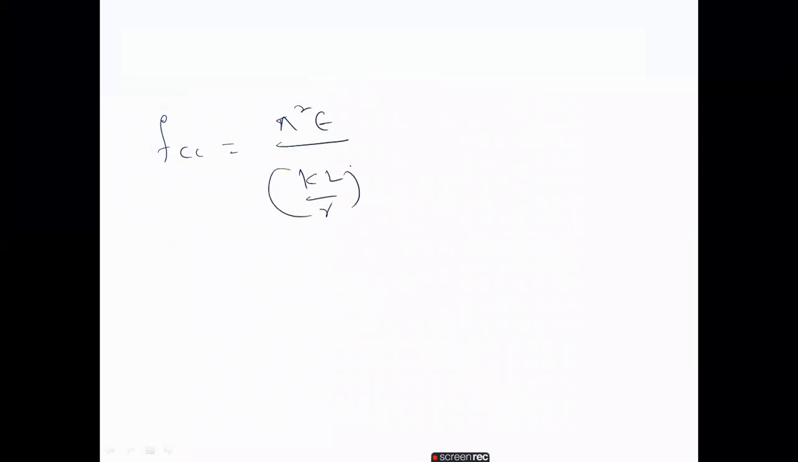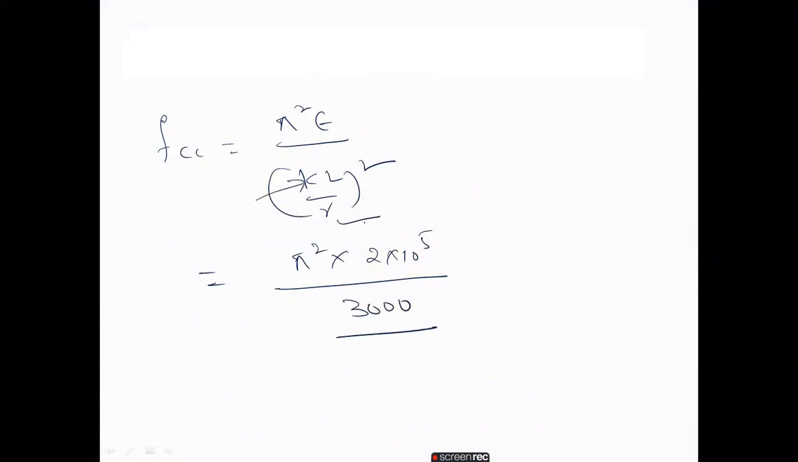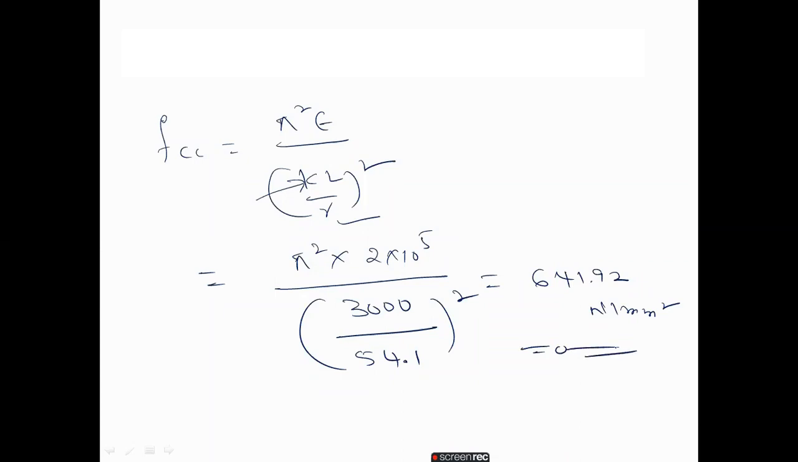So we will start with the fcc, which is nothing but pi square E by (KL by r) whole square. E is the Young's modulus, 2 into 10 to the power of 5. KL is the total length, 3000 mm. r, which we just calculated as r minimum, is 54.1, whole square. So we will get 641.92 Newton per mm square. This is the fcc value.